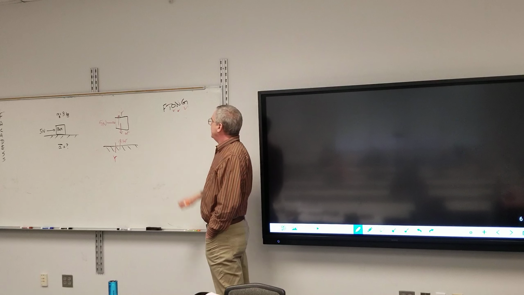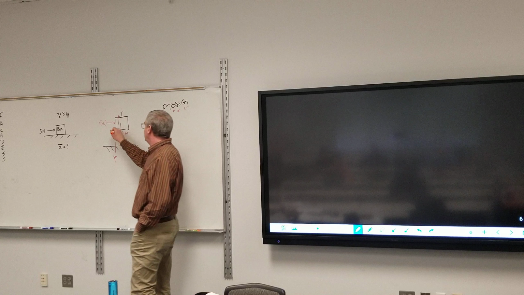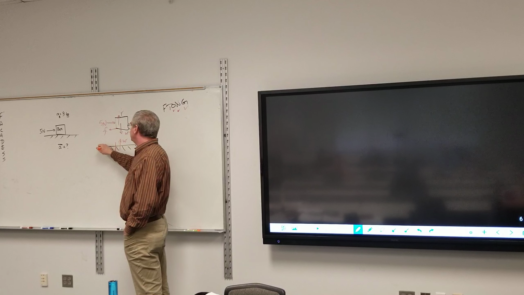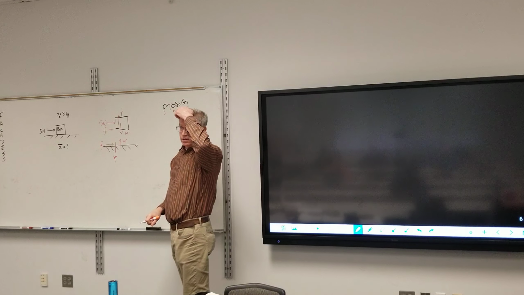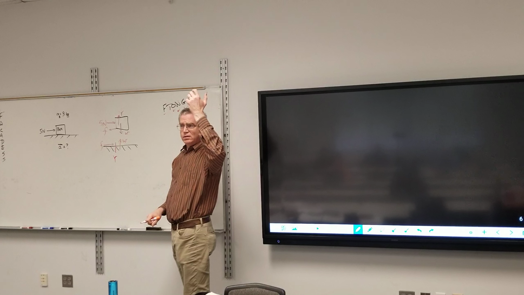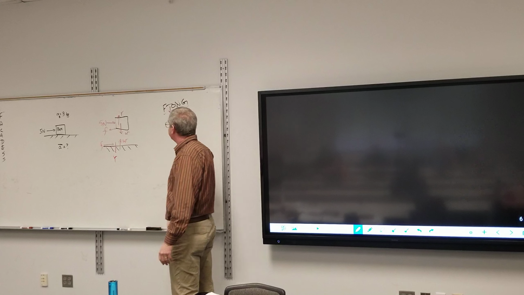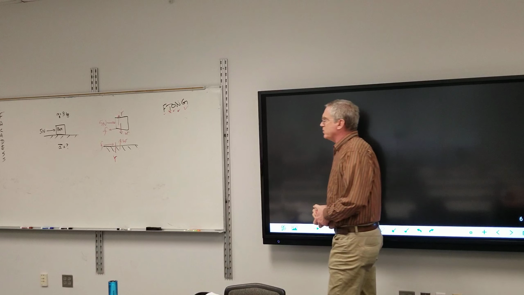So other, done. Friction. Going which way on the box? Left. And on the ground, right. And what about tension? Why is there no tension? There could be no rope or chain here. All right. So that is the force diagram, that's the first step.